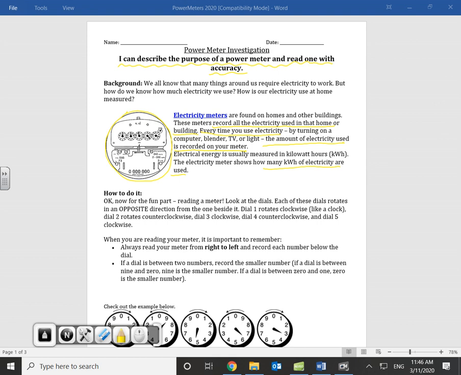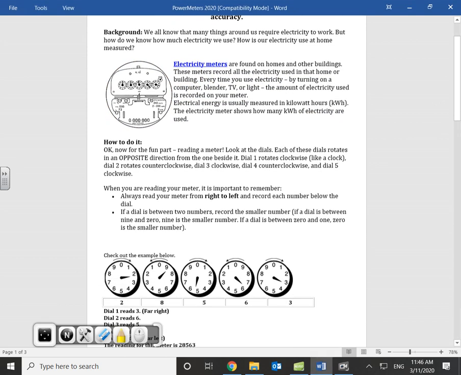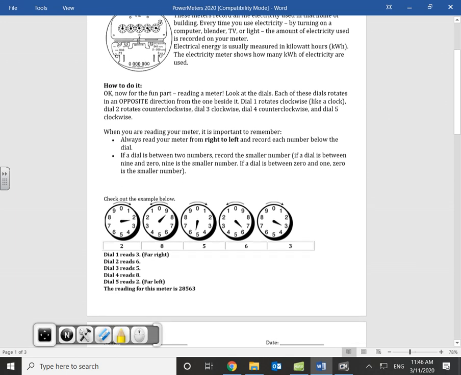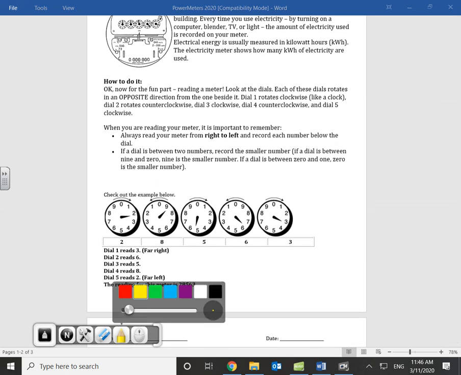Okay? So, here's the fun part, and I know you guys are excited for this. We want to read a meter. So basically all we're going to do is look at the dials, which are down here. So I'm going to actually scroll a bit so you guys can see. Hopefully you got my highlighting in. Perfect. Let's change colors for fun.